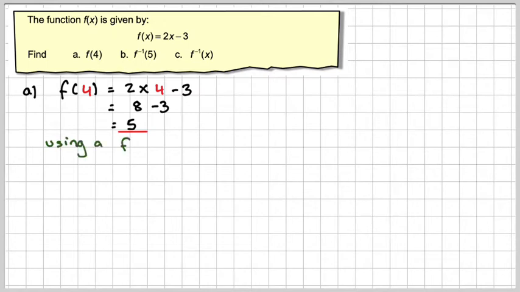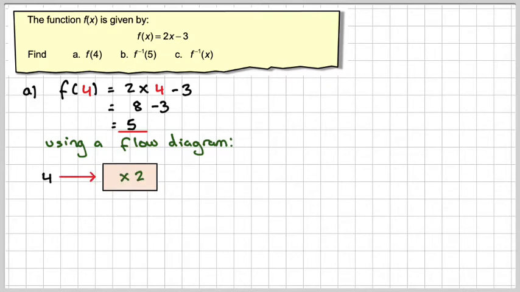We could have used what's known as a flow diagram. So, we've got 4. What's the first thing we do to our value of 4? We're going to multiply it by 2. So, if we do 2 times 4, we get 8 coming out. What's the next thing? Once we do that, we need to take away 3. So 8 take away 3 will give me 5.